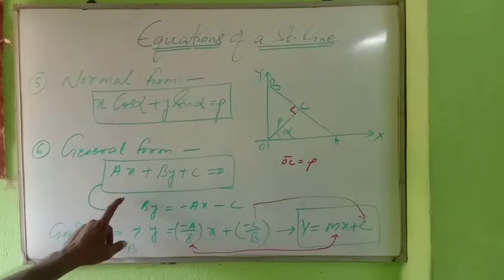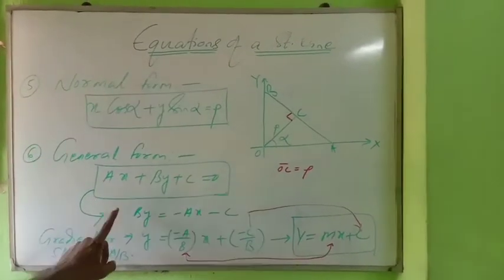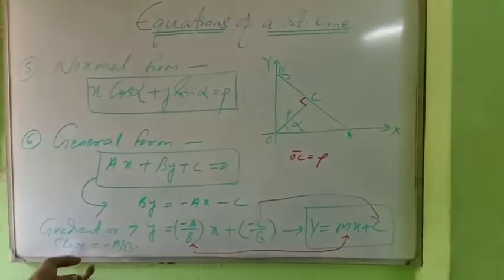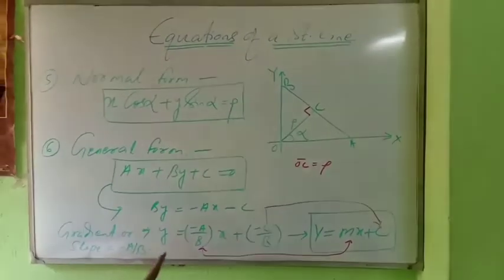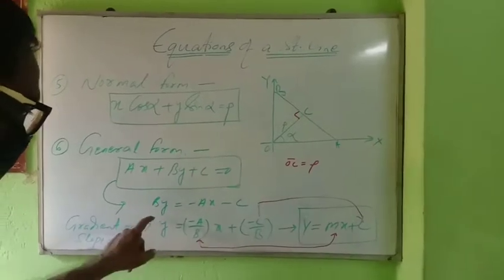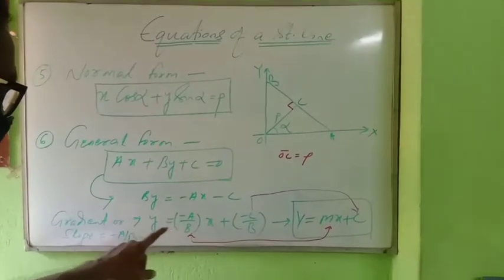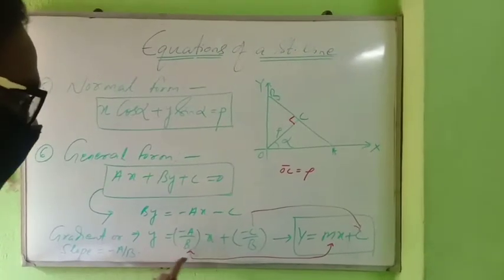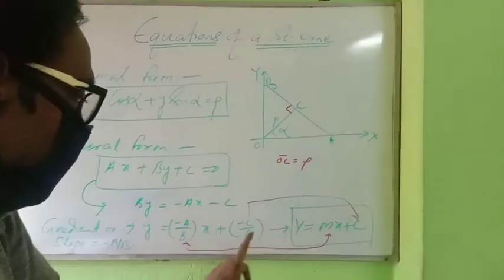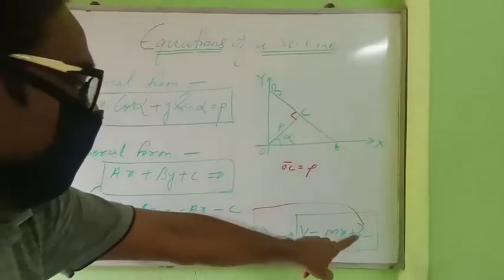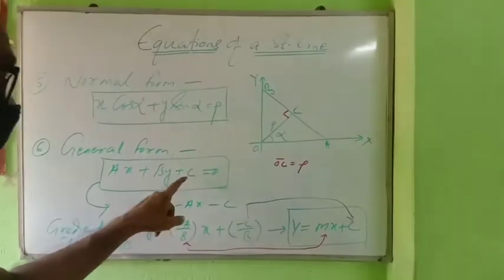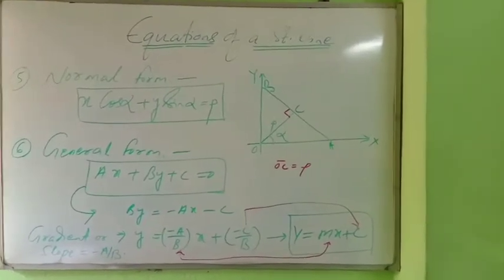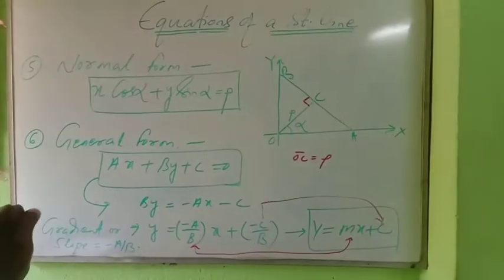From the general form you have to convert to the normal form, the slope-intercept form, the intercept form. From there you can find the values of the x-intercept and y-intercept. Here I am only showing one part, that is y = minus a by b x plus minus c by b. This minus a by b is the slope of the line, and minus c by b is the y-intercept of the given line. If the general equation is given, you have to find the other parts: x-intercept, y-intercept, slope. These are the things that I have discussed today.